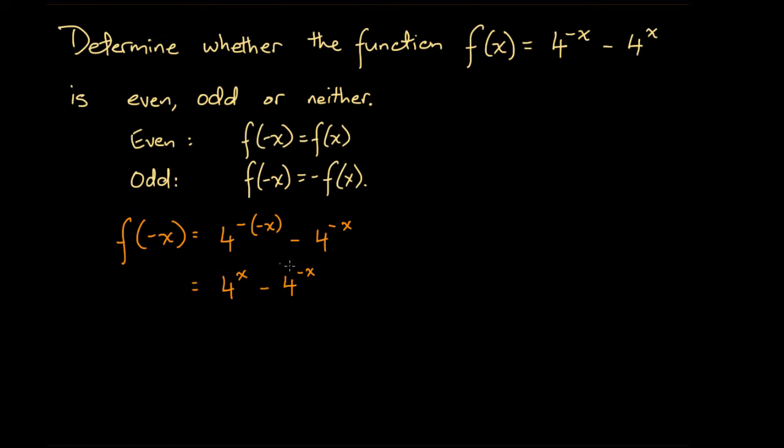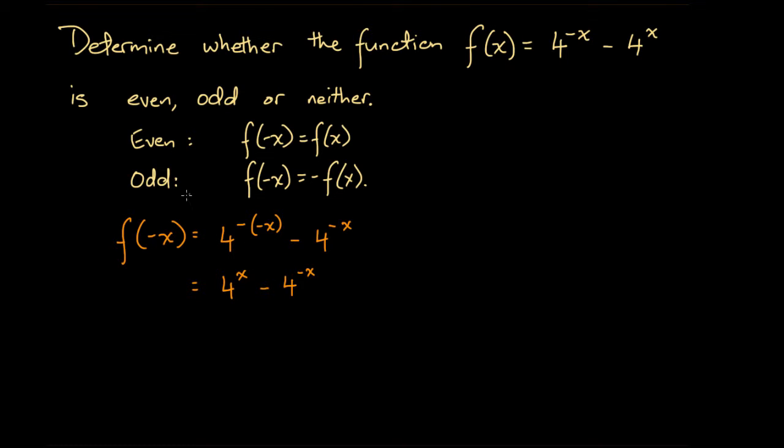Now, interestingly, this is not the same as this expression. This expression does not equal this expression. Here we have a positive 4 to the power of x, whereas here we have positive 4 to the power of negative x. And then we've got negative 4 to the power of negative x, whereas we've got negative 4 to the power of x. So we know that f of negative x does not equal f of x. Consequently, the function is not even.